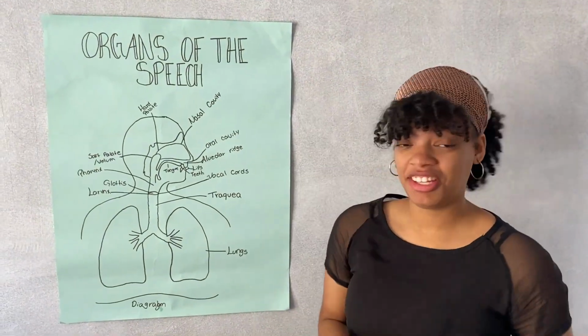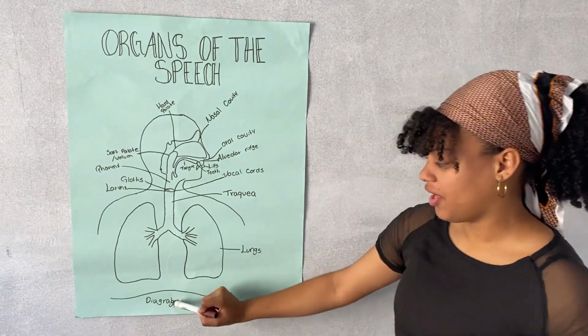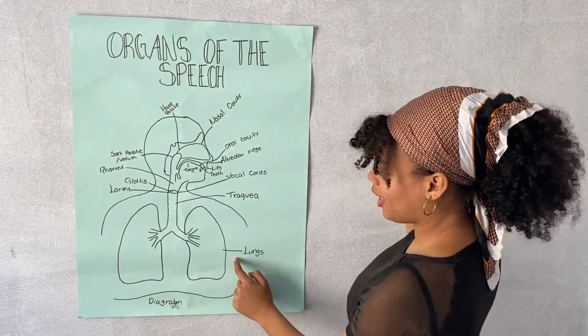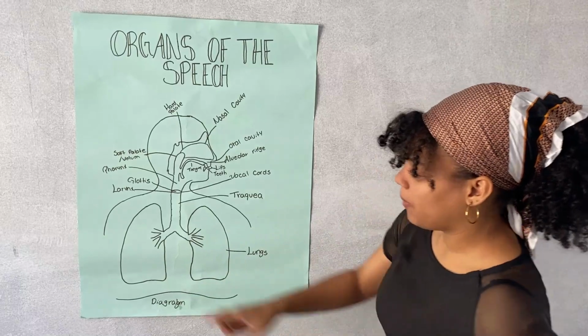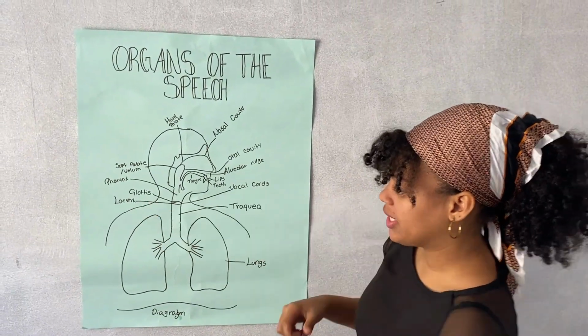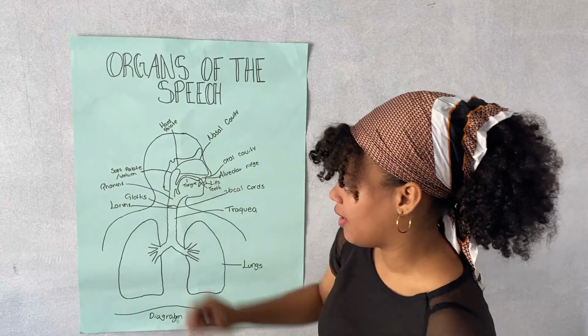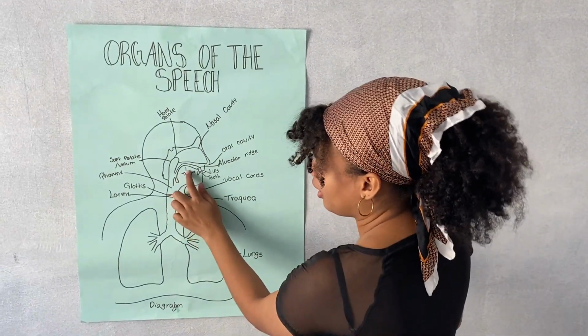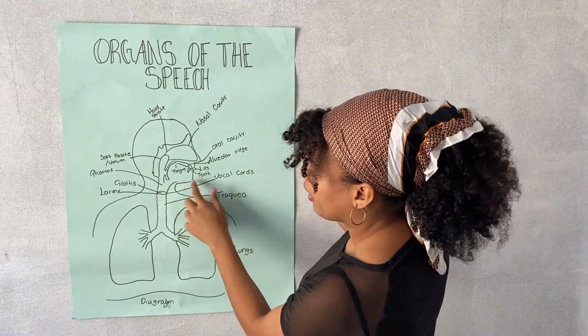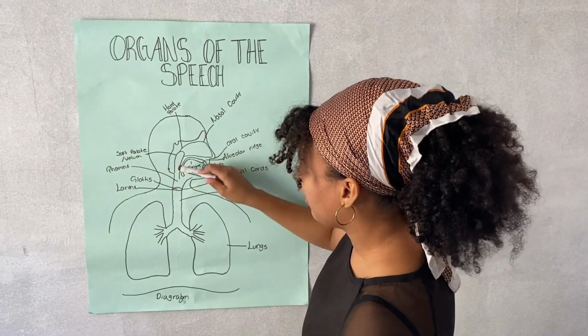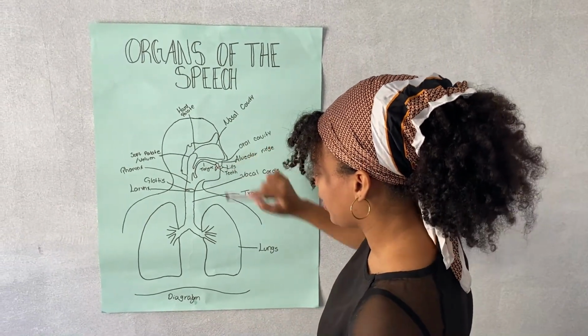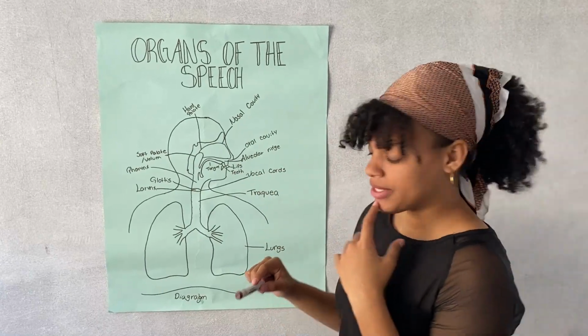Here we have the different organs of the speech: the diaphragm, the lungs right here, the trachea right here. We have the larynx that contains the vocal cords, and the vocal cords that contain the glottis. We have the tongue right here divided in three: the tip of the tongue, the blade of the tongue, and the back of the tongue. We have the teeth right here, and our lips.